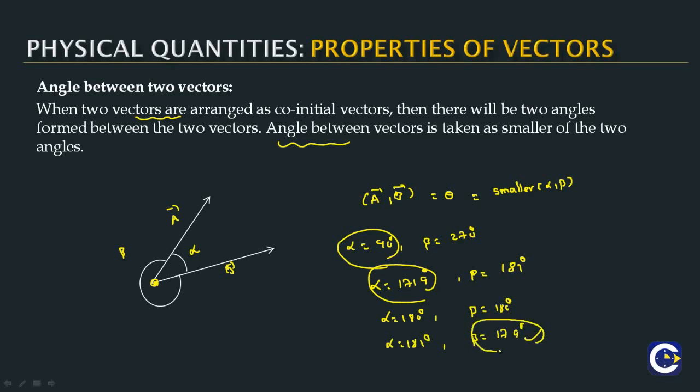In this case, we will take beta as the angle between the vectors, which means if the two vectors are parallel, then the angle between them will be 0. So the angle between any two vectors will start from 0 and it can go up to a maximum of 180 degrees or pi. In terms of degrees it is 180 degrees, and in terms of radians it will be pi. This is the angle between the vectors.